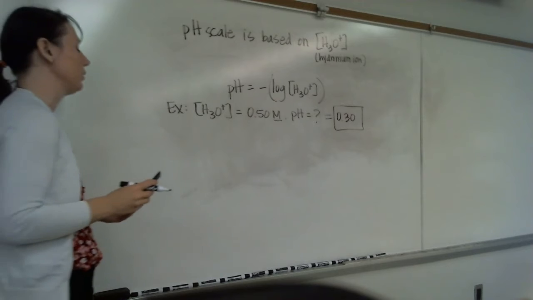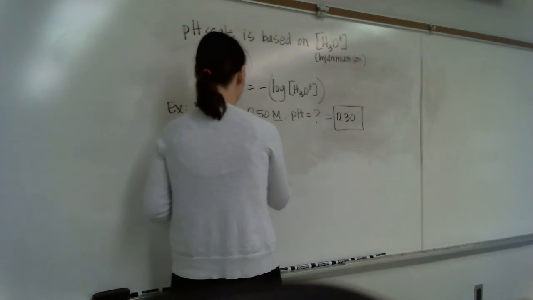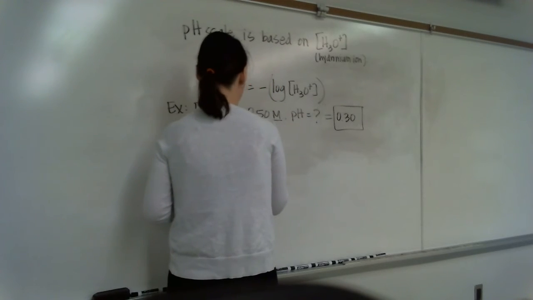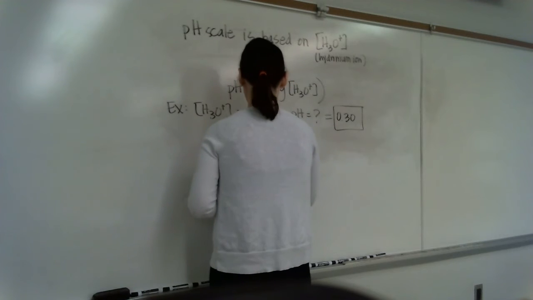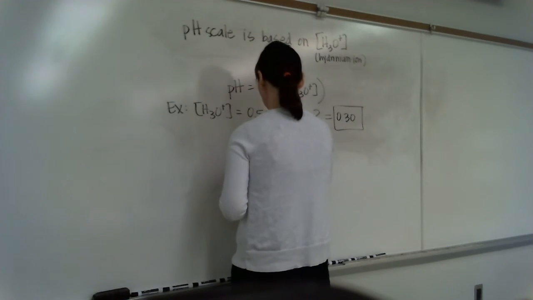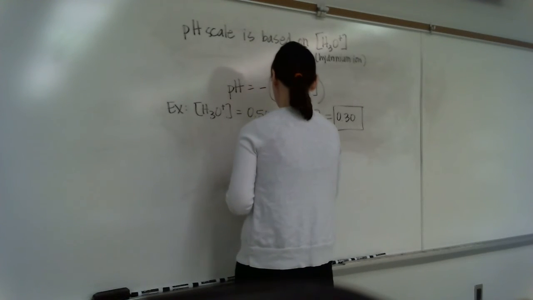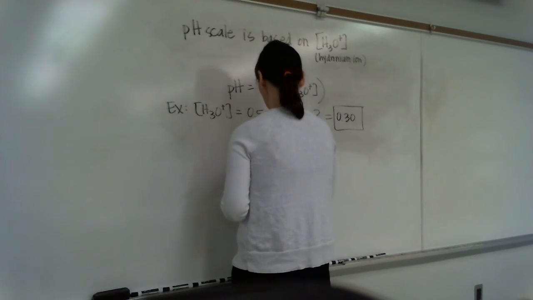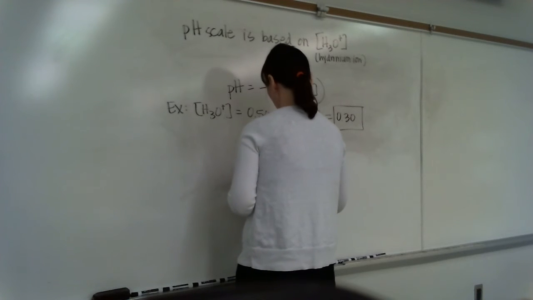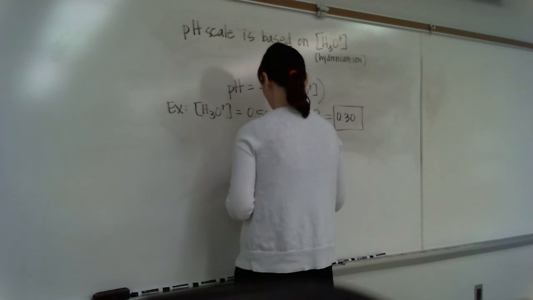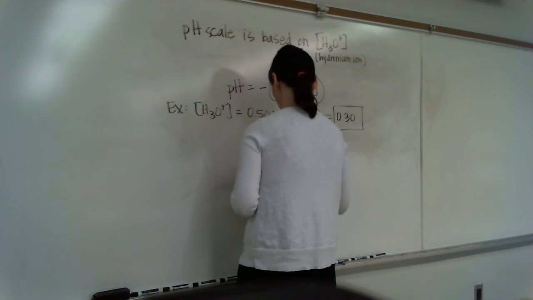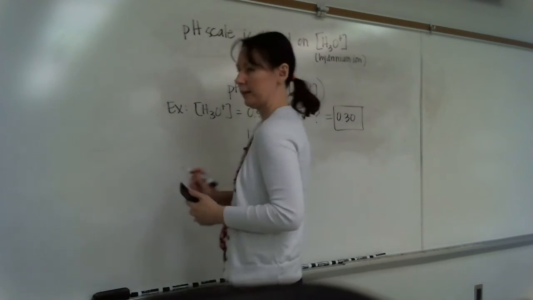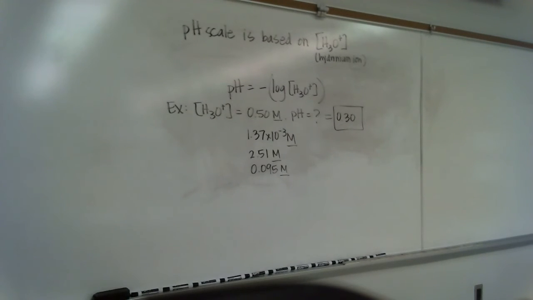So here are a couple for you to try. Given the H3O plus concentration, you give me the pH, just to make sure you can do it. Let's do 1.37 times 10 to the negative 3. Let's do 2.51. And let's do 0.095. Take a second and try those. All right, let's go over these.